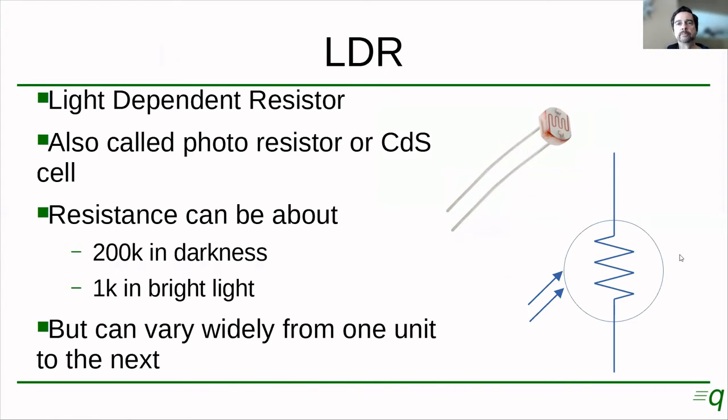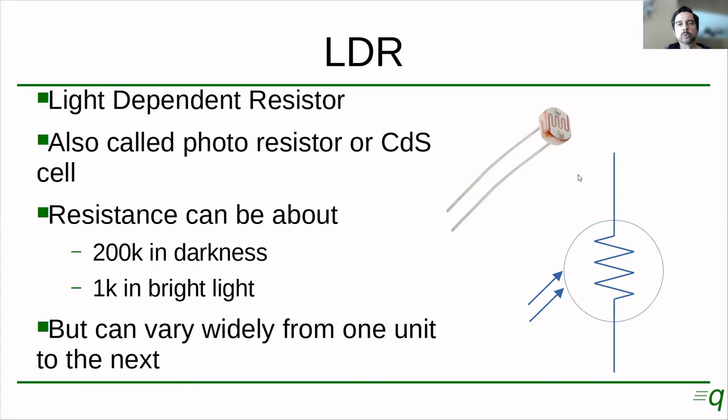Okay, so let's hit pause on transistors and let's talk about these devices that are called LDR. LDR means light-dependent resistor. They're also called a photoresistor or a CDS cell. CDS is called cadmium sulfide. That's the material that is used in these cells. This is what they look like, a two-terminal device, and this is their symbol.